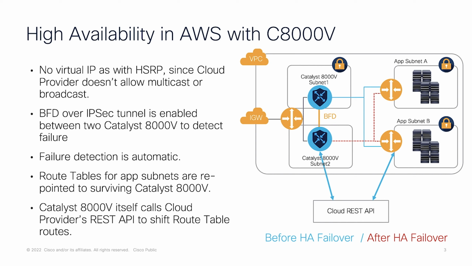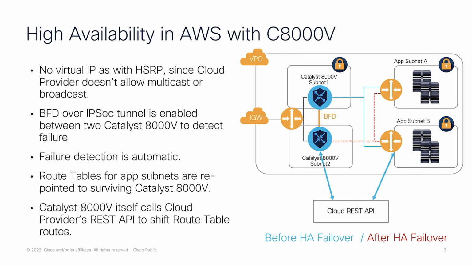Once HA is configured on the c8KV, it will detect failure automatically and will call the cloud provider's REST API, in this case AWS, and shift the route table's routes to the surviving or standby c8KV, and the same applies if we configure recovery for the primary c8KV. HA in the Catalyst 8000V is cloud agnostic, meaning that it can be deployed on any supported public cloud. It has fault recovery and supports customizable user scripts for your cloud environment.